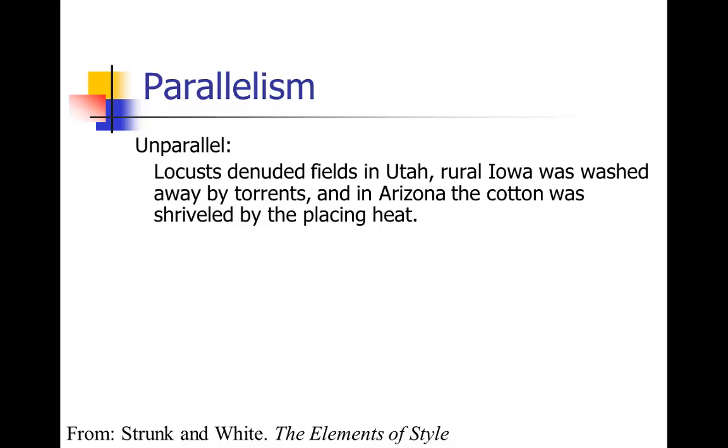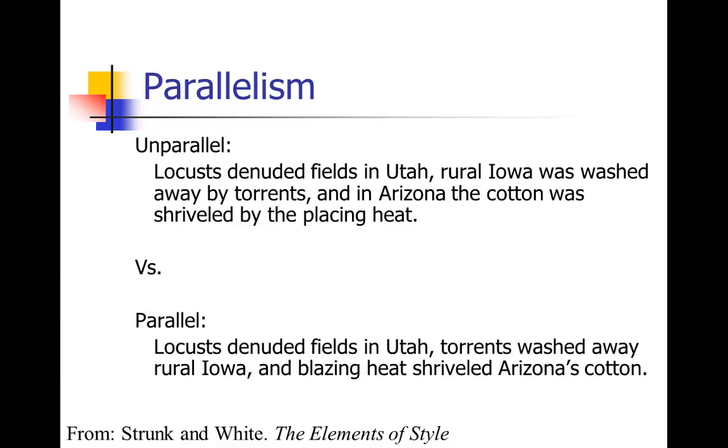So when we're doing a list like this, we want those things to match. So to make this match, you want to put them probably all in subject verb form. So you could write in parallel form, locusts denuded fields in Utah, torrents washed away rural Iowa, and blazing heat shriveled Arizona's cotton. So we get subject verb, locusts denuded, subject verb, torrents washed away, and subject verb, blazing heat shriveled. So that's now in parallel form.